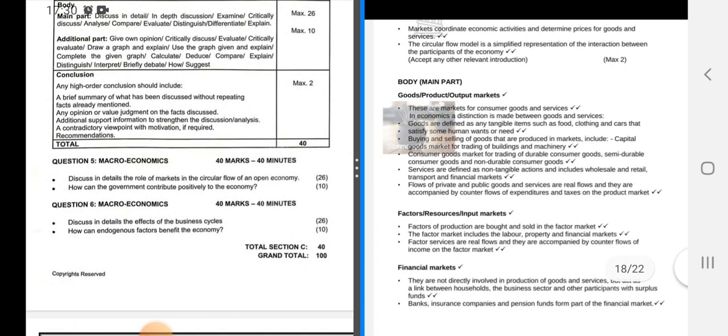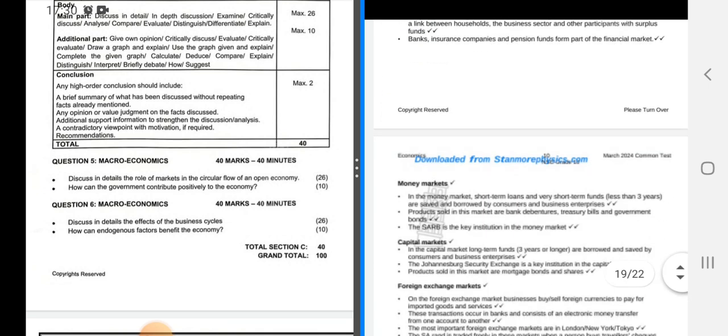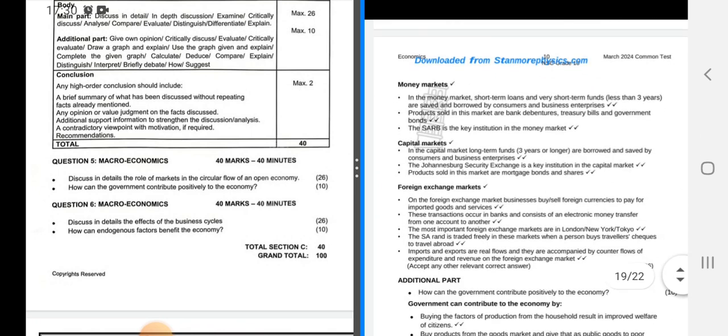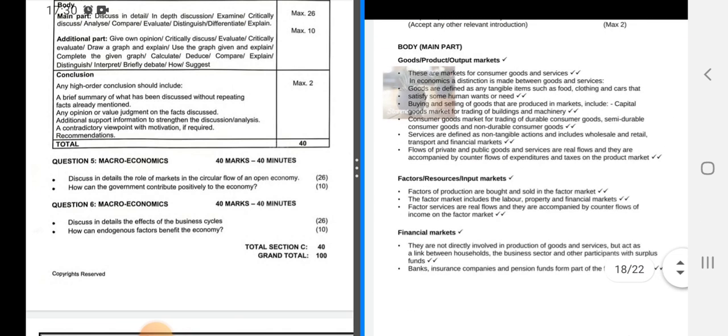And then for the body, you start to answer the question. You're going to discuss in detail the role of markets in the circular flow of an open economy. That's what you'll do first. So these are the markets: the goods, product, and output markets; the factors, resource, and input markets; and the financial markets, which include the money market, the capital market, and the exchange market. So you talk about them in detail.